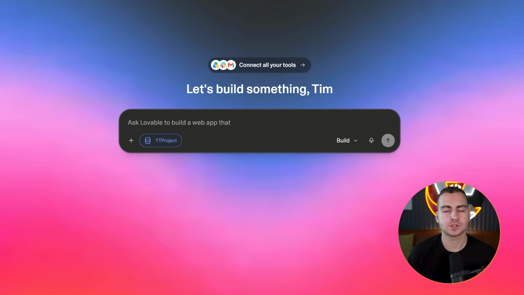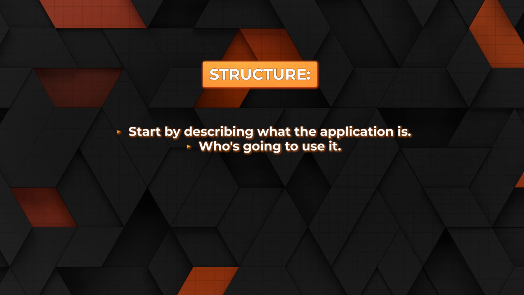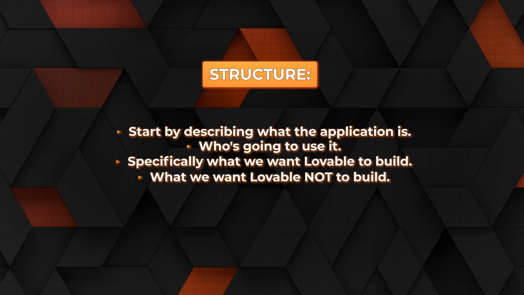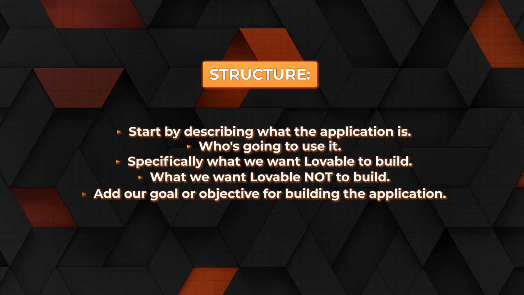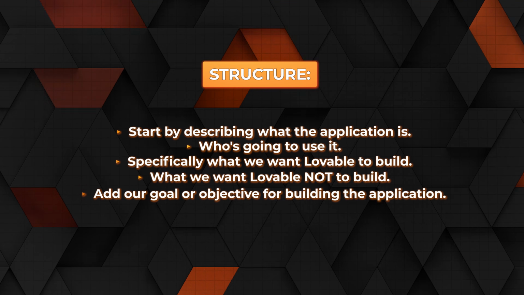Now, when we give our first prompt here, there's a particular structure that we typically should follow. Now, we want to start by describing what the application is, who's going to use it, specifically what we want Lovable to build, and then what we want Lovable not to build at this phase. We also can add our goal or objective for building the application, which will give it some important context for how it should make this. So what I'm going to do is just copy in a prompt that I have. We'll run through it and you'll see the structure I mean.